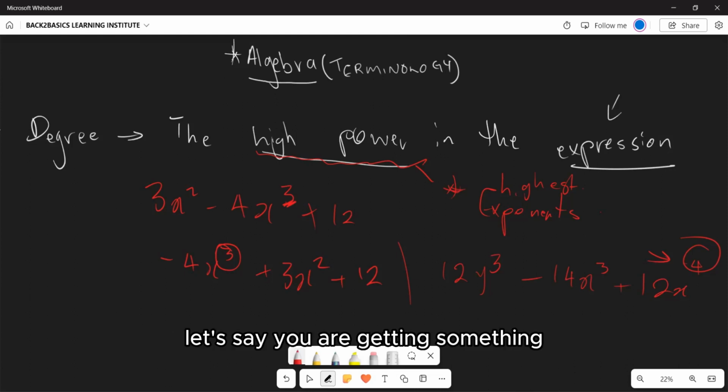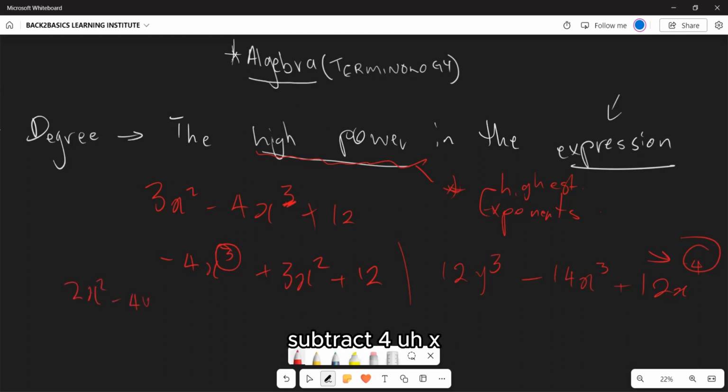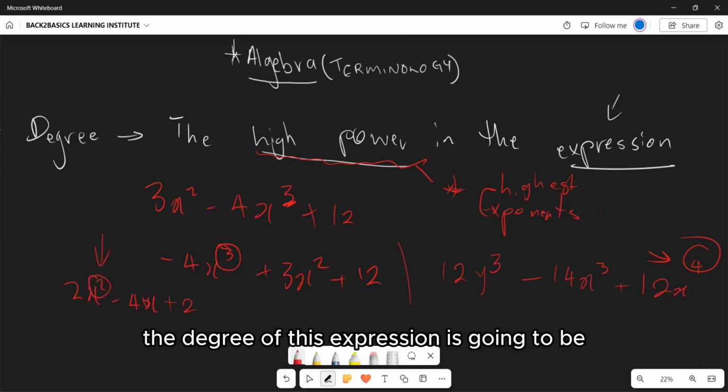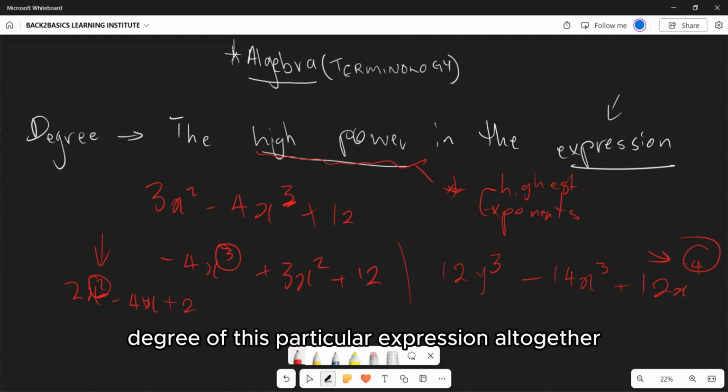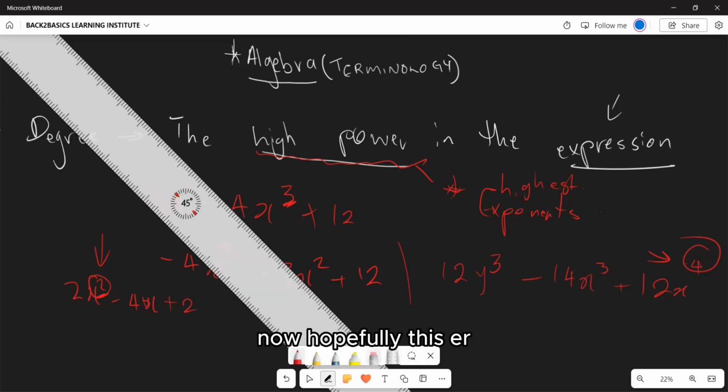Similarly, let's say you have 2x squared, subtract 4x, plus 2. What is the degree of this expression? It is going to be the power of 2. So 2 is going to be the degree of this particular expression altogether. Hopefully this makes sense.